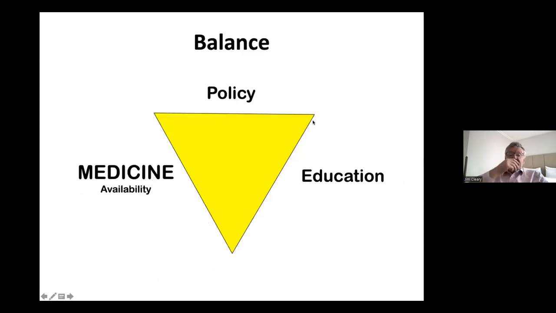So you will often see this triangle with the policy at the bottom, but I've actually tipped this upside down. And why have I tipped this upside down? Because I think it's important to realize that it's very hard to balance a triangle or a pyramid, a spinning top, on its top. A spinning top, you actually have to spin it to get it to stand up. But policy, medicine, availability, and education are the three things that we need to do to make sure that we're advancing in this situation.